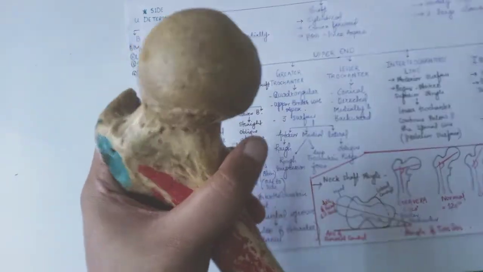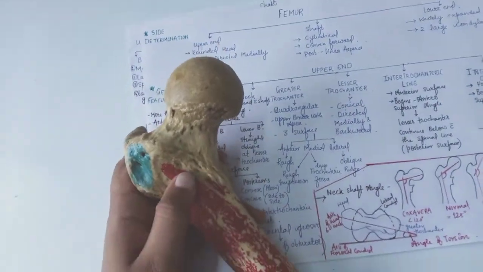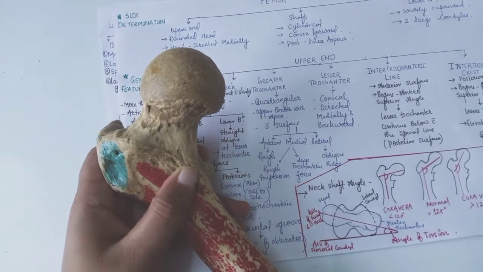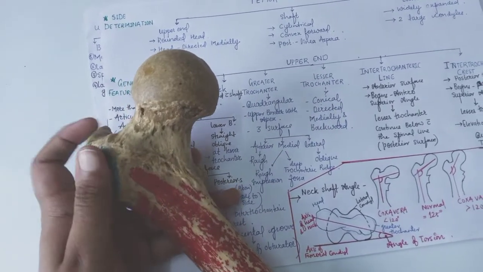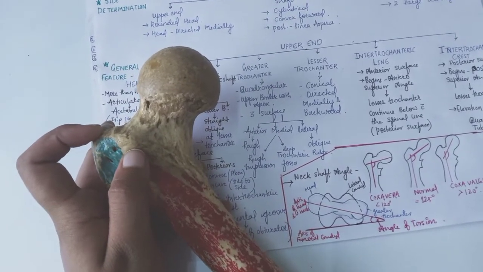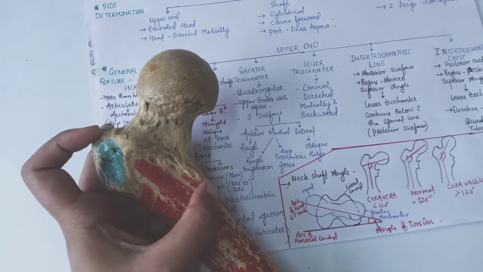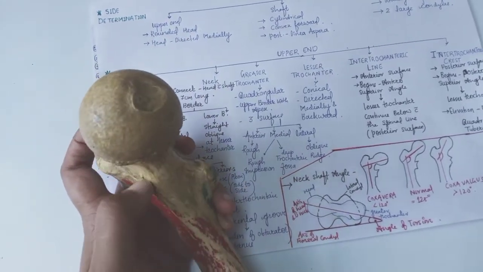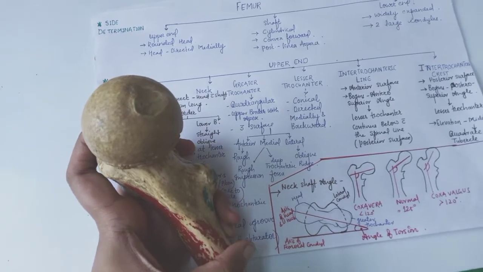Then the intertrochanteric line, this one. The intertrochanteric line is present on the anterior surface. It begins from the anterior superior angle up to the lesser trochanter and continues below with the spiral line on the posterior surface.